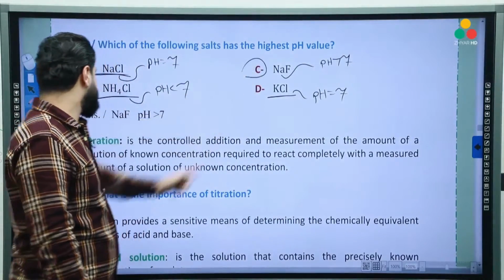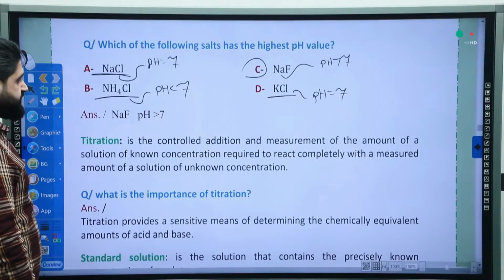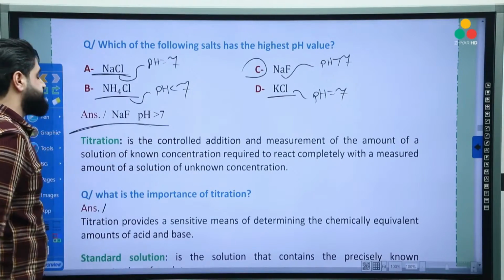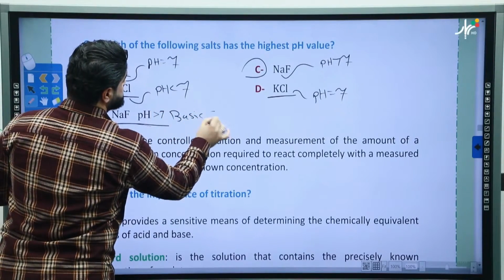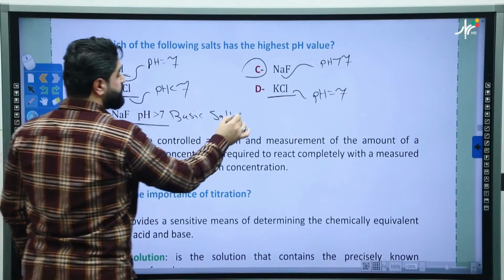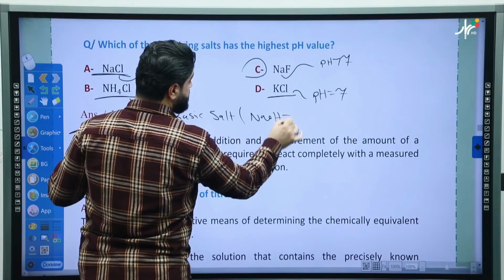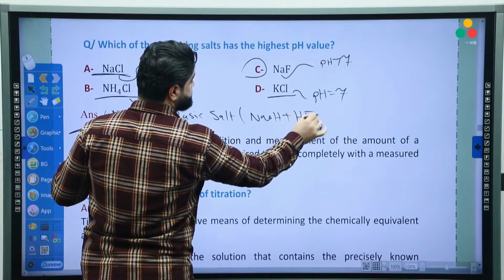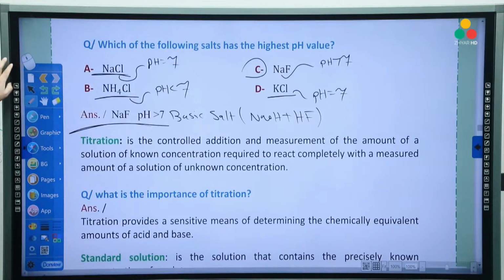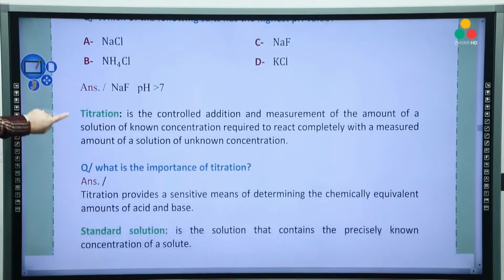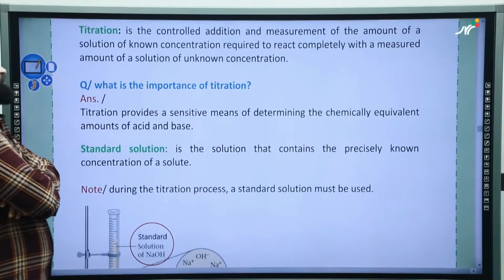Of course, the answer is C, NaF, pH bigger than 7, it's basic salt. Basic salt or alkaline salt, it came from the reaction between NaOH plus HF. So this is called basic salt. And now we just approach the main point, which is titration.